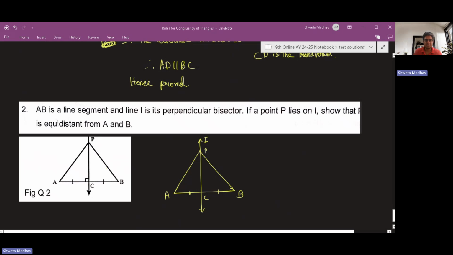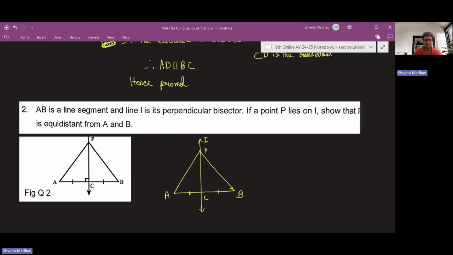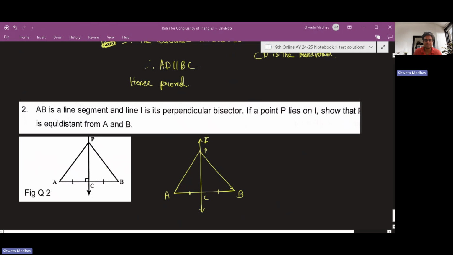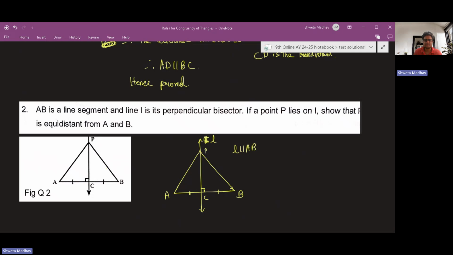So AB is a line segment, and line L is the perpendicular bisector. It means that L is perpendicular to AB. And if a point P lies on L, then that point P is equidistant from A and B.